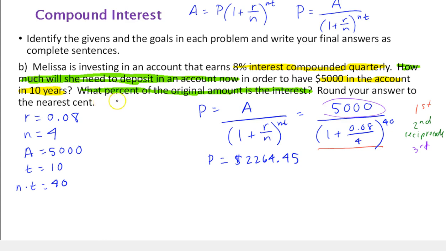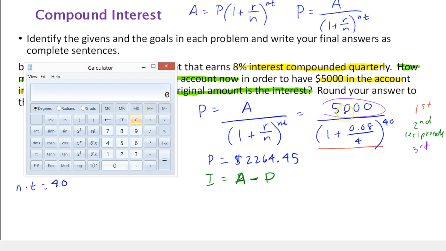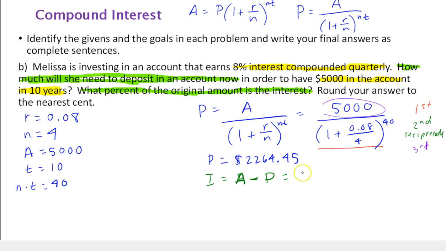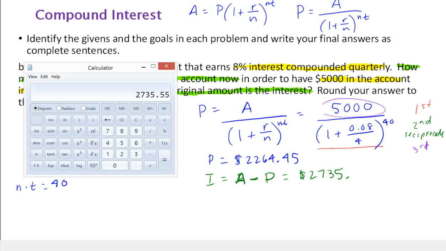Now next we're asked what percent of the original amount is the interest. Well, first we need to find the interest. So let's do this in a different color. We know the interest equals the amount minus the principal. So that will be $5,000, that's our future amount, minus 2264.45. So our interest is $2,735 and 55 cents.